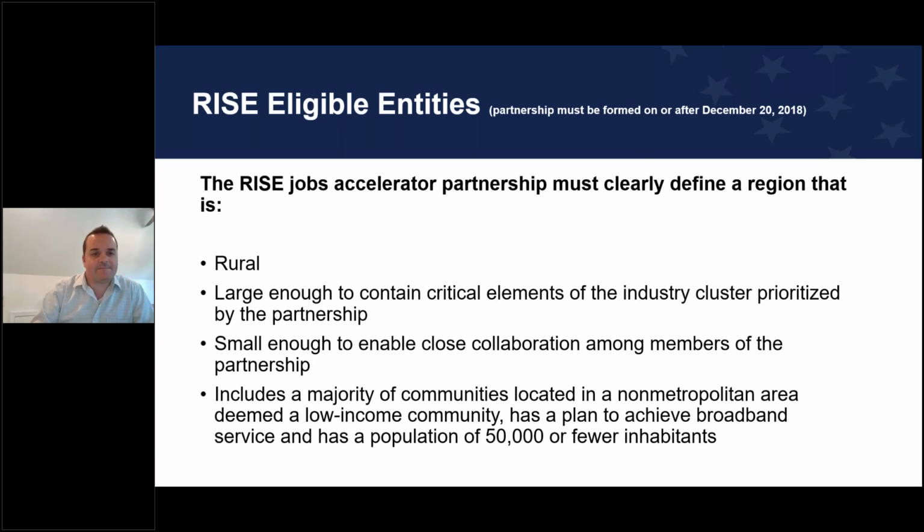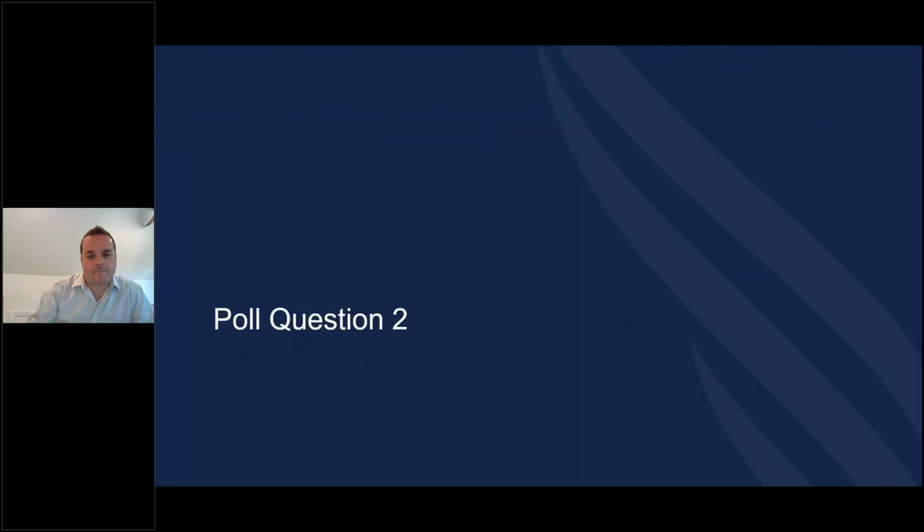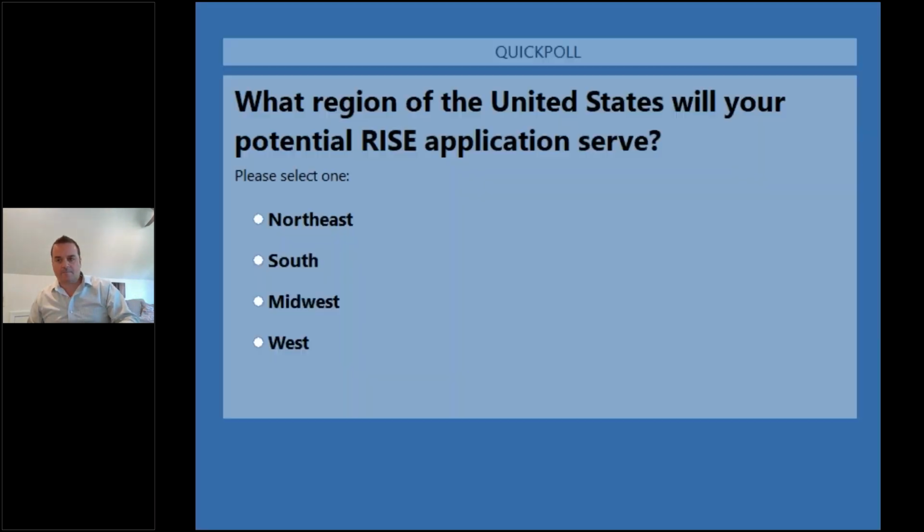Next slide, please. So we've got another polling question popping up. Yes, our second polling question for you today. It's pretty simple: what region of the United States will your potential RISE application serve? We'd love you to take a moment and let us know. This information is also helpful to inform other applicants that may share your region. As soon as I get a good majority, we'll share the results, but for now, just go ahead and let us know which region you're serving.